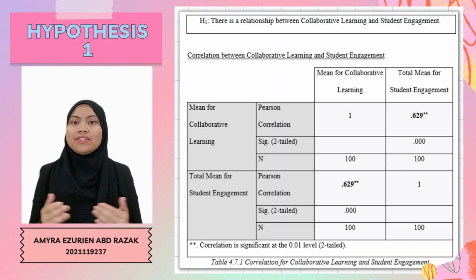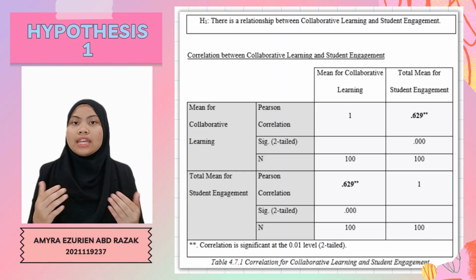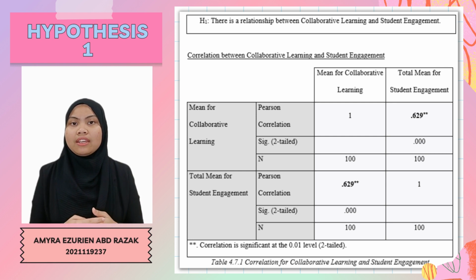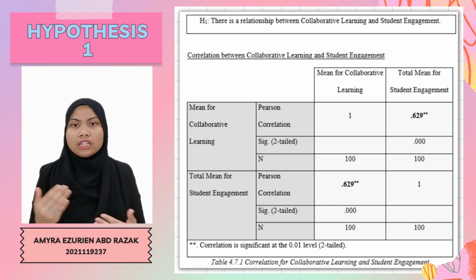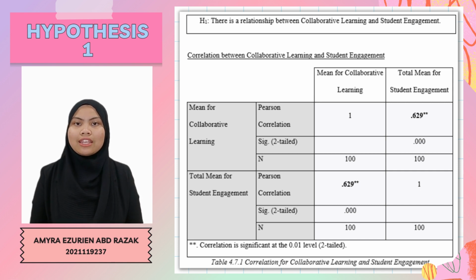Based on the hypotheses that the researchers have pointed out, they have found the result of each finding. For hypothesis 1, the table displayed the correlation between collaborative learning and student engagement. Based on the table, it was found that there was a positive, significant, and strong relationship between collaborative learning and student engagement. Thus, the research hypothesis 1 is accepted.